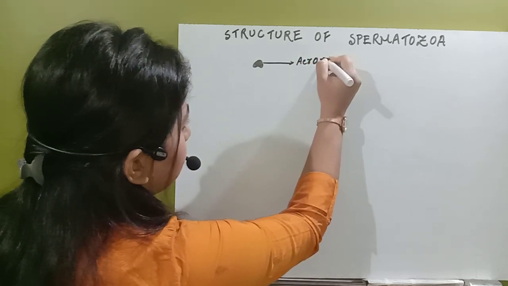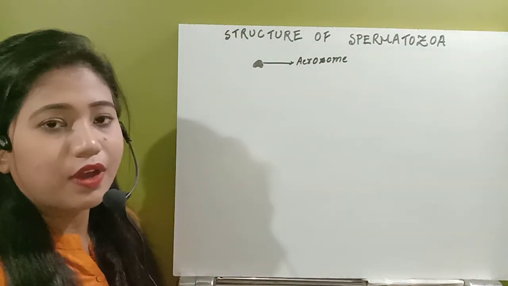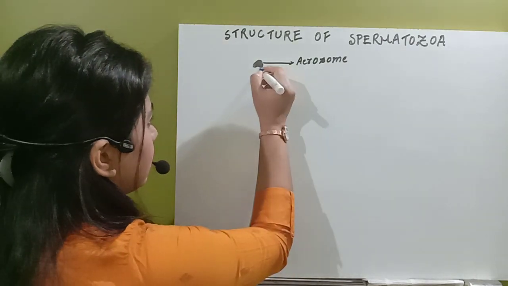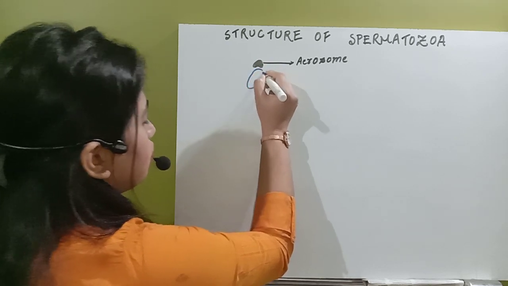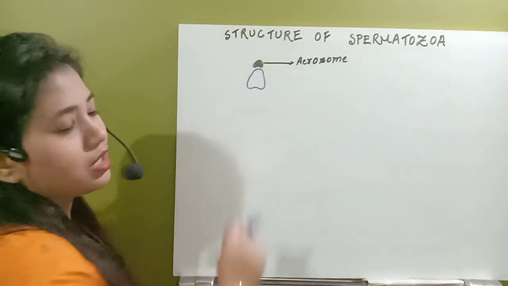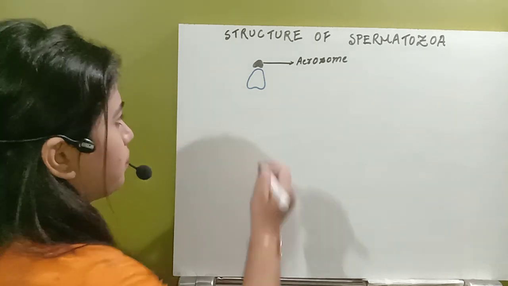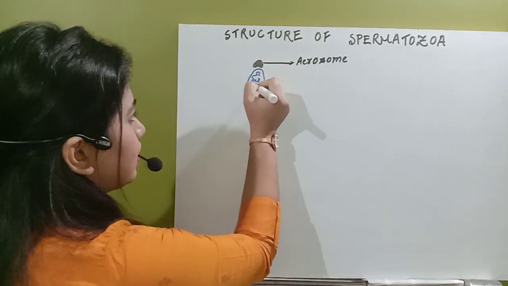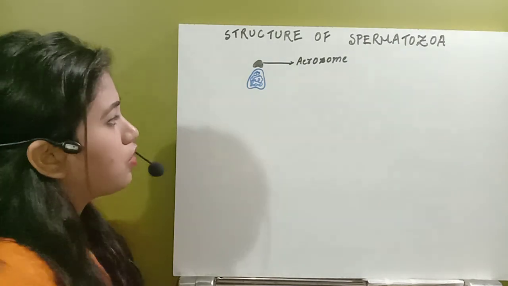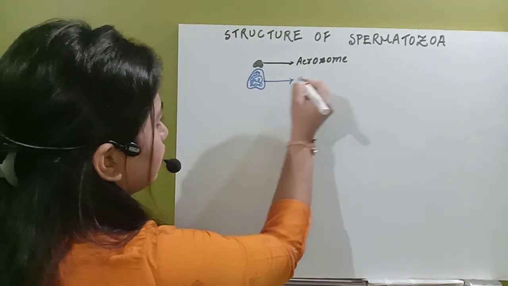First of all, let us see the structure, and after that I will tell you the function of each part. Just behind the acrosome, we have the chromosomes, the nucleus. This nucleus is elongated, and posteriorly it has a depression, also known as the nuclear depression. Here the cell is haploid, so it has only half the chromosomes. You can see the chromatin fibers are compactly present. So this is the nucleus.